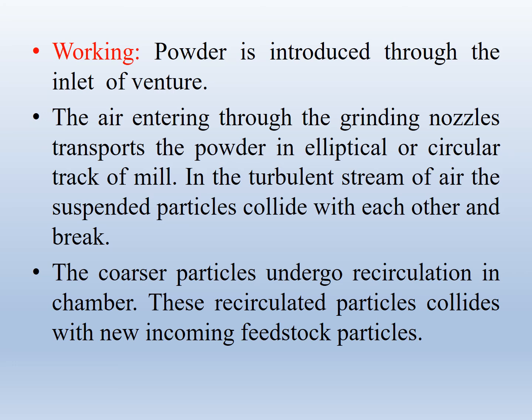Working: powder is introduced through the inlet of the venturi. Air entering through the grinding nozzle transports the powder in the elliptical or circular track of the mill. In the turbulent stream of air, the suspended particles collide with each other and break. The coarser particles undergo recirculation in the chamber. These recirculated particles collide with new incoming feedstock particles.